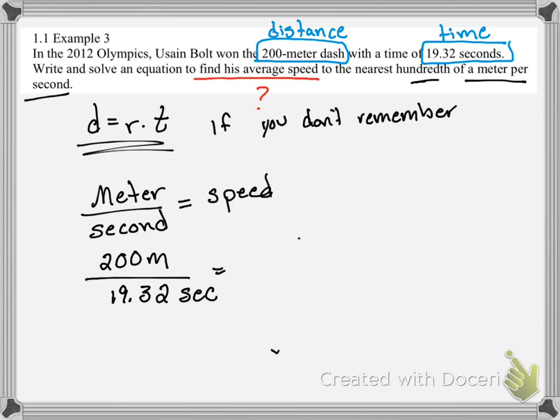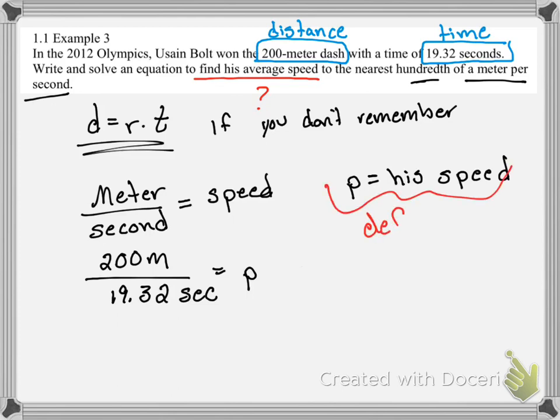I'm going to use a variable for speed. What should I use? P. Okay. But since I used a P, I have to say over here that P is equal to his speed. This little step right here is what we call defining the variable. When we use a variable in a word problem, we need to tell the reader what my variable is standing for. In this case, my variable is standing for his speed.